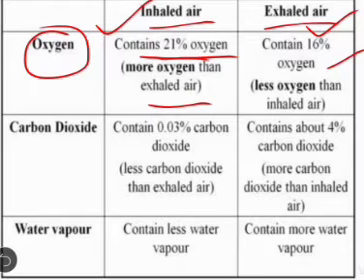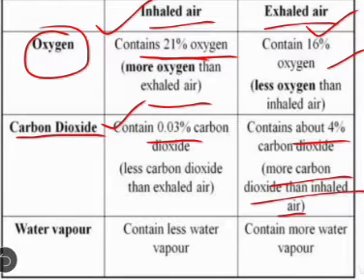oxygen. Now come to the next gas, which is carbon dioxide. Inhaled air contains less amount of carbon dioxide, about 0.03% carbon dioxide is present in inhaled air. But on the other hand, exhaled air contains more carbon dioxide as compared to inhaled air. The air which we exhale contains 4% of carbon dioxide, more carbon dioxide than inhaled air.